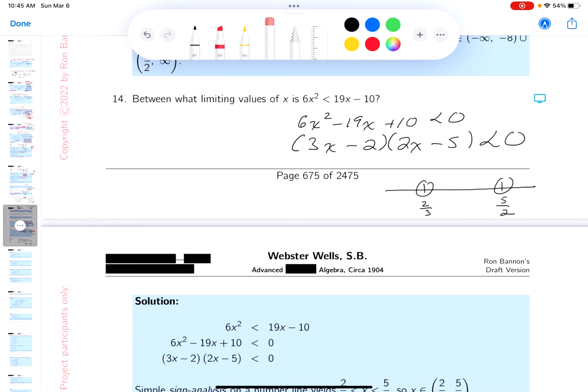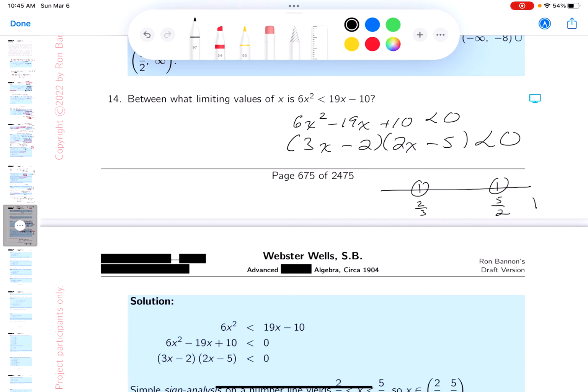I am now going to pick test values. All right, so I'm going to say a good test value here would be 3. A good test value here would be 1. Now, the reason I say 1 is because 1 is between 2/3 and 5 halves. And I can say a good test value over here would be 0. I'm going to test them out one at a time to see what their signs are.